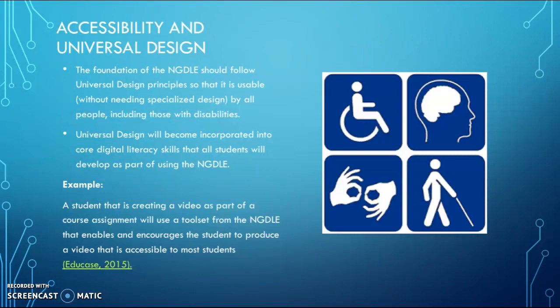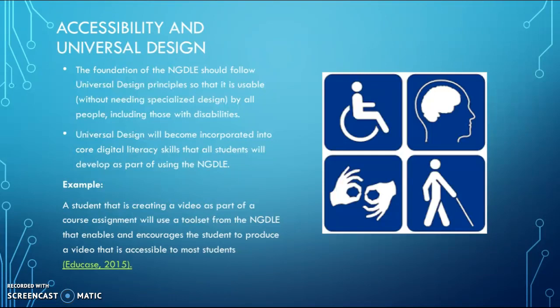Accessibility and universal design. The foundation of the NGDLE should follow universal design principles so that it is usable, without needing specialized design, by all people, including those with disabilities. So universal design should eliminate the need to have adapted programs or different programs. They should be able to use all programs available through the NGDLE.